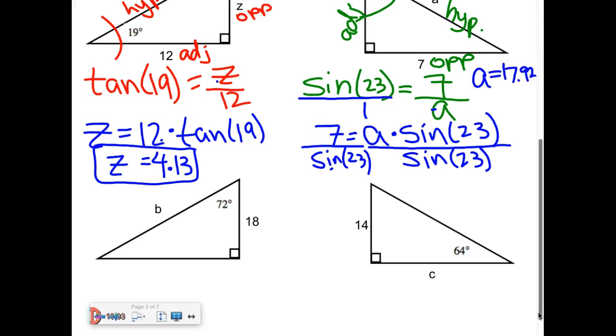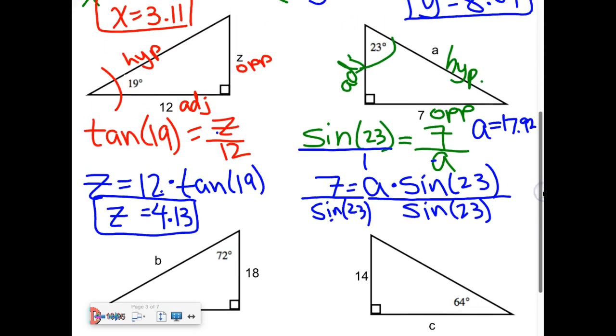Now again, think about this. We just found the hypotenuse. Hypotenuse should be our longest side, so that's why it makes sense that that side length is so much larger than before. So that's basically the difference between these different types that we're going to find. You have to figure out when to multiply and when to divide.